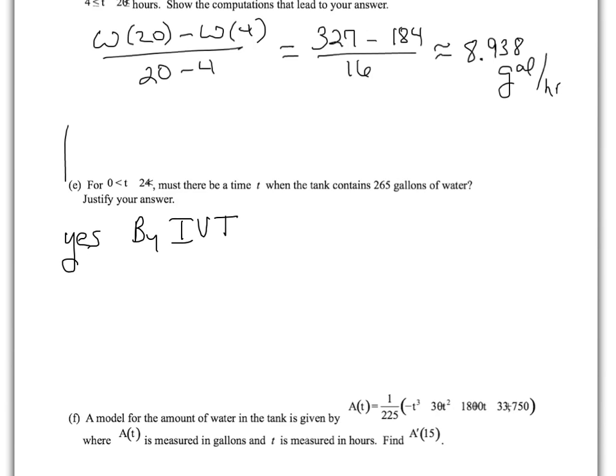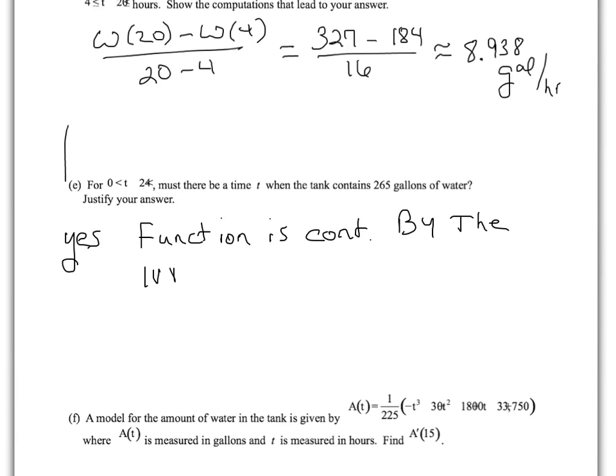It wouldn't hurt to say, let me take that off, the function is continuous. Okay, by the intermediate value theorem, W of 4 equals 184, which is less than 265, which is less than 357, which equals W of 25.